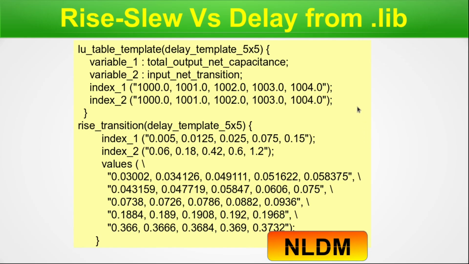Now the things are very much clear: first the template is defined, it is way up in the .lib file, it is common for all the cells. But when we have a particular cell definition, we have this kind of table. So the name is common here, delay template 5x5, delay template 5x5, and the case here is the rise transition. So we are done with this particular example or slide, and let's move on.